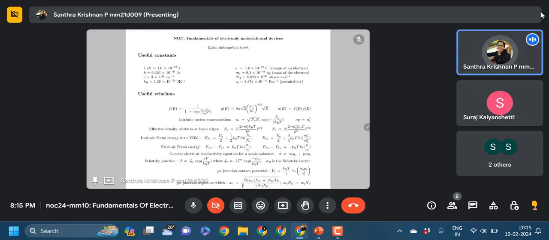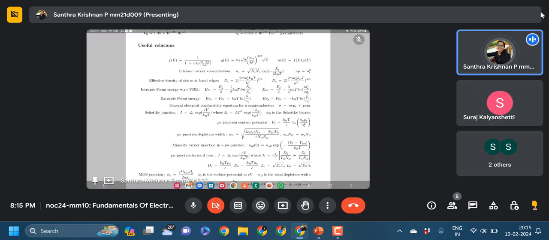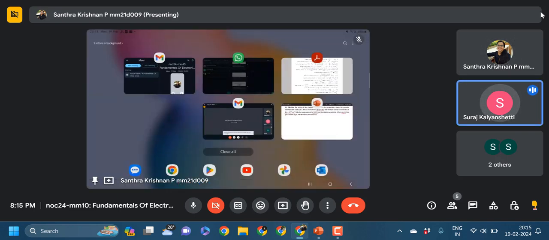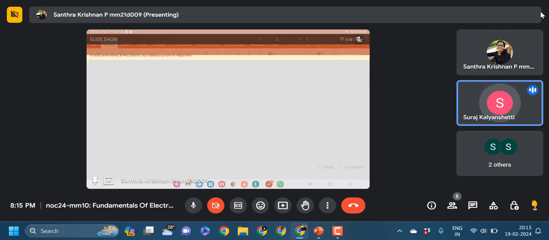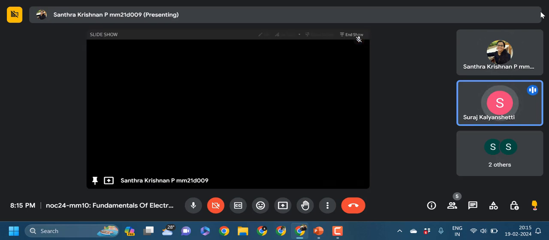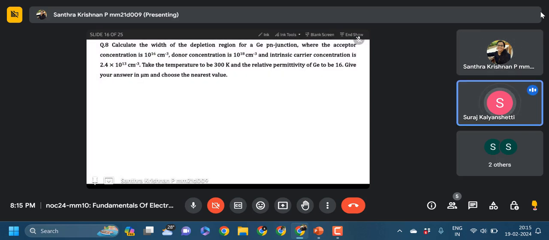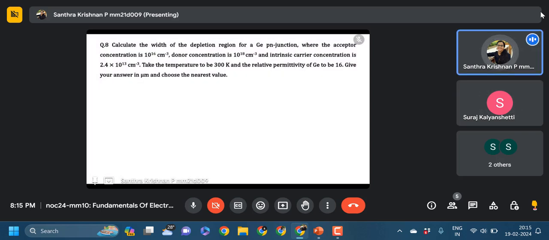Epsilon naught is given here in useful constants. That you can also note down. Epsilon naught is 8.854 into 10 raised to the power minus 14. That is the permittivity of free space, and epsilon r is given in the question. NA, ND, V naught are also given, the built-in potential. Now everything is given, you can directly substitute.